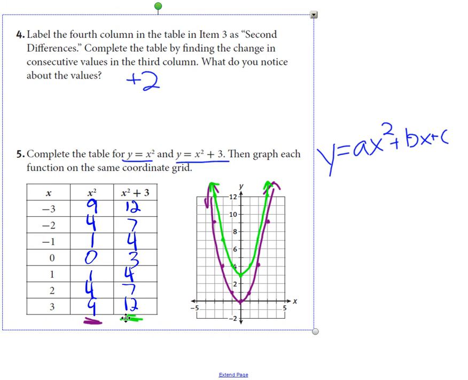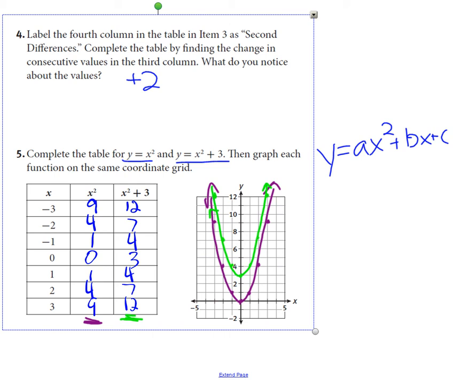So can we say what happened here? Did our curve change? No, it's the same curve. If I were to move this, we see it's still going along the exact same path. It's just been, what's the word for that? Translated. Okay?